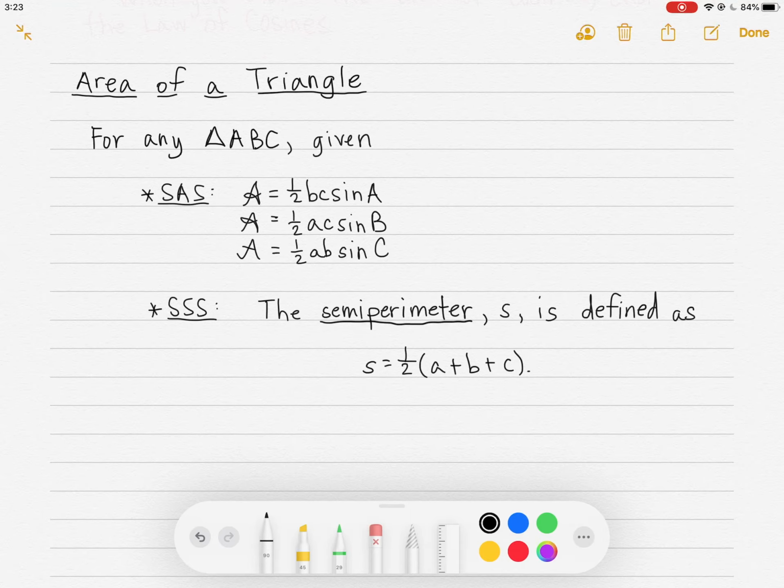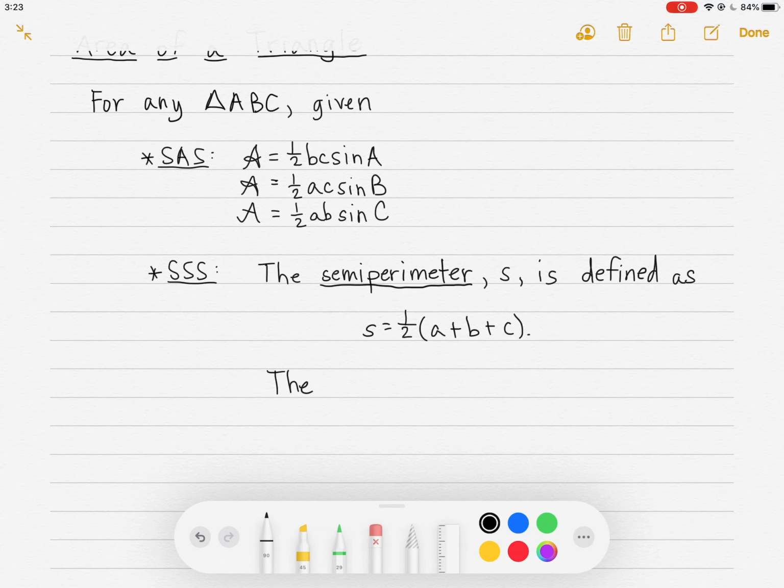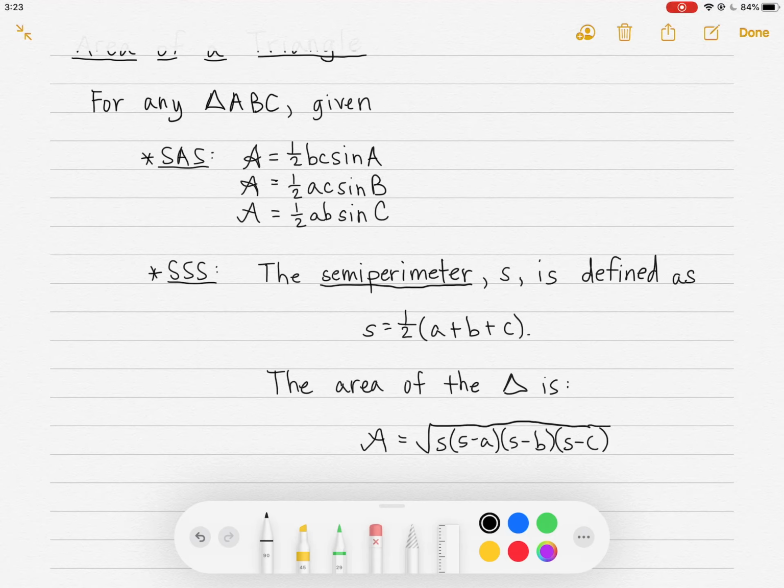The area of the triangle, again our curly A, not to be mixed up with angle A, is the square root of S times S minus A times S minus B times S minus C. And so for any triangle ABC, this is how we can find the area.